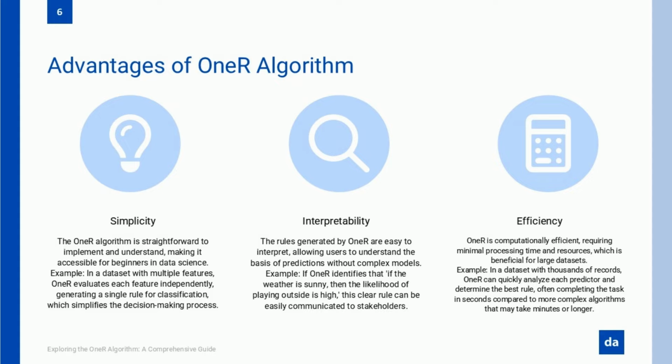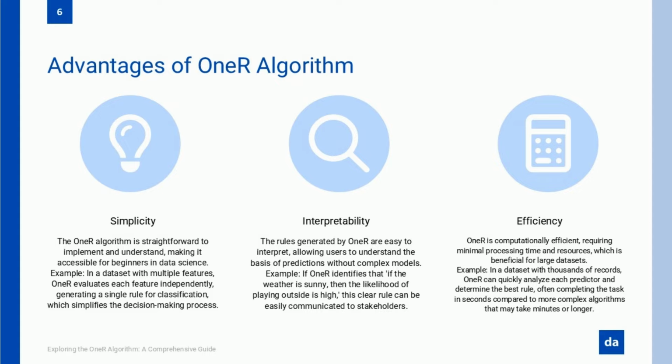Next, we have interpretability, a feature that's increasingly valuable in today's data-driven world. The rules generated by OneR are crystal clear and easy to understand. For instance, a rule like, if income is above 50K, then purchase, otherwise don't, can be explained to anyone, from a technical team to a boardroom full of executives. This transparency builds trust and ensures that decisions driven by the algorithm are both defensible and actionable.